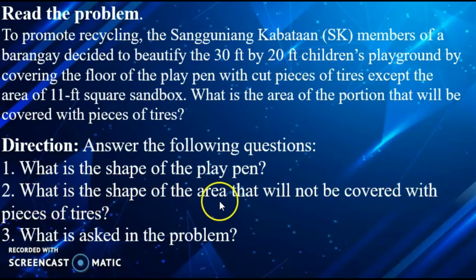Number 2. What is the shape of the area that will not be covered with pieces of tires? Kasi yung area na yun, tatambakan nila ng pieces of tires. Now, merong isang sandbox doon, may area ng sandbox na hindi nila malalagyan ng tires. So, anong measurement doon? Ang nakalagay diyan ay 11 feet square. So, meaning, yung isang side ng sandbox ay 11 feet. Since that is a square, 11 by 11 ang size ng sandbox. So, that is a square.